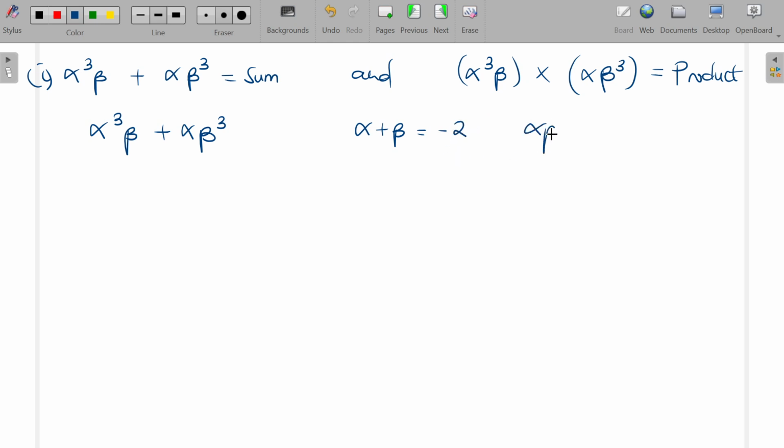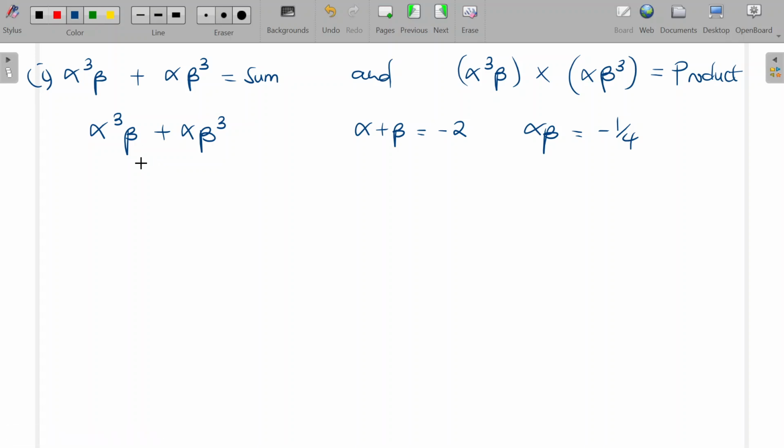And we also know alpha beta. We don't know all these things of alpha to the power 3 beta; we don't know all those things. But what we know is this. So we need to find a way that we can have alpha plus beta in this expression. How are we going to have that?